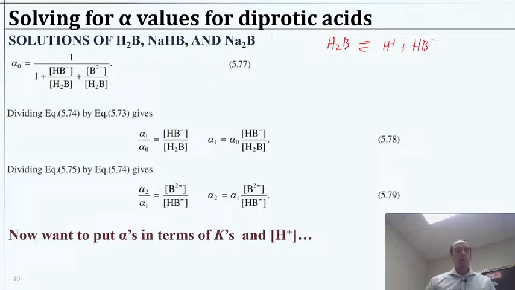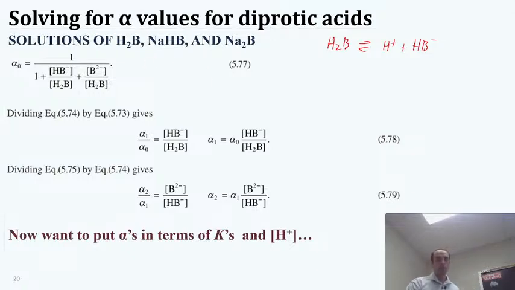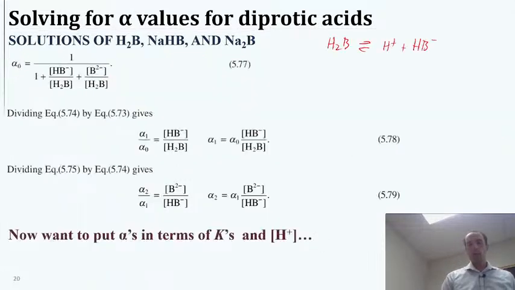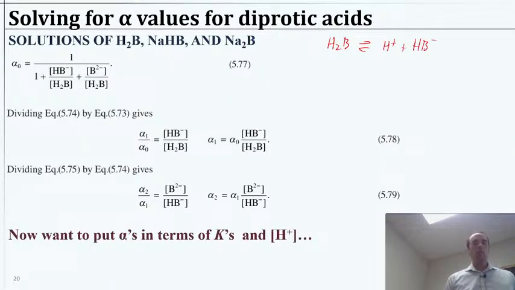So we can simplify this first fraction here. This guy, if we divide the top and the bottom by H2B, so that's what we're doing here, we get 1 over 1 plus HB minus divided by H2B plus B2 minus divided by H2B. So we've just divided the top and the bottom by H2B.